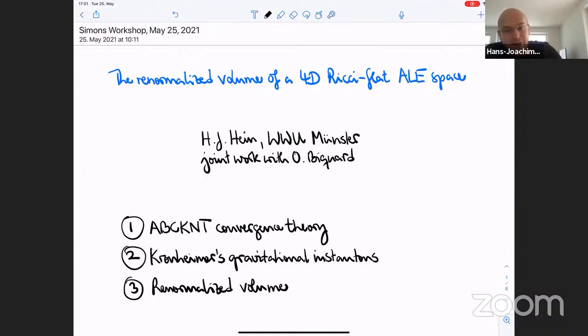In the second part, I'll talk a little bit more specifically about Kronheimer's gravitational instantons, which are still essentially the only examples of four-dimensional Ricci-flat ALE spaces that we know, at least that I know. And then in the third part, I will talk about this joint work with Olivier Biquard about the renormalized volume of a four-dimensional Ricci-flat ALE space.